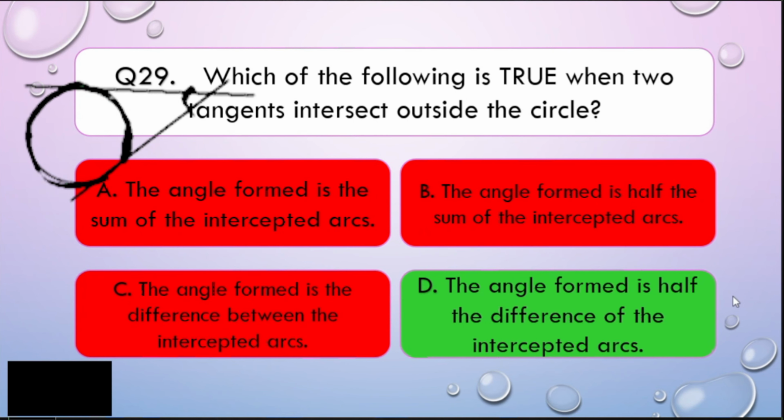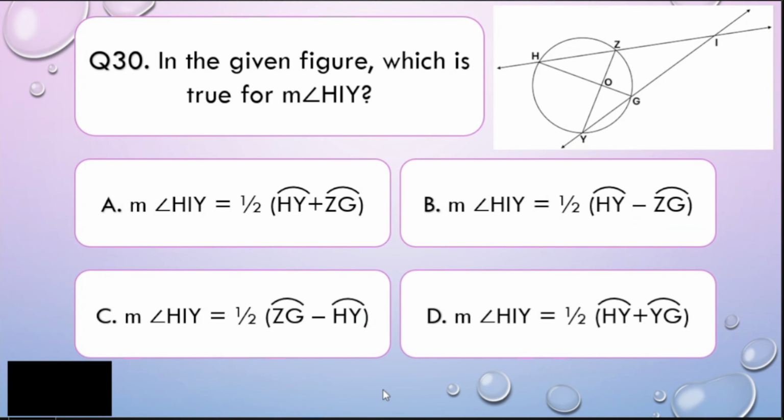Now let us go to question number 30. In the given figure, which is true for the measurement of angle HIY? Okay, so that's the 2 secants that are formed outside.